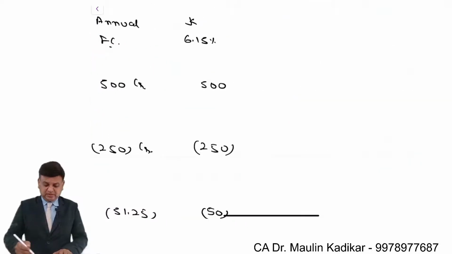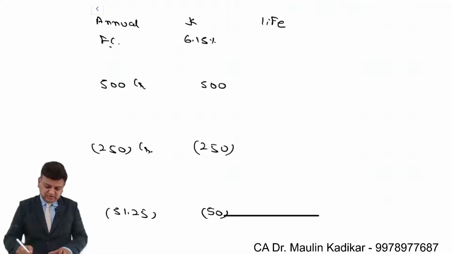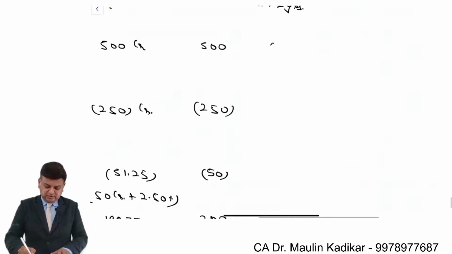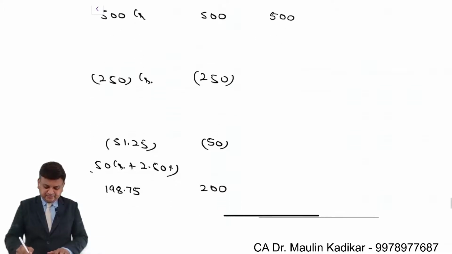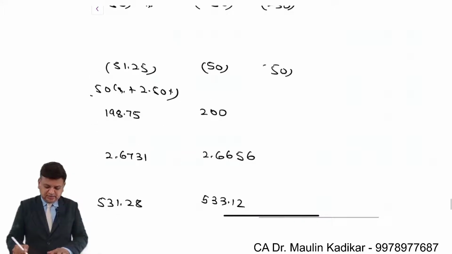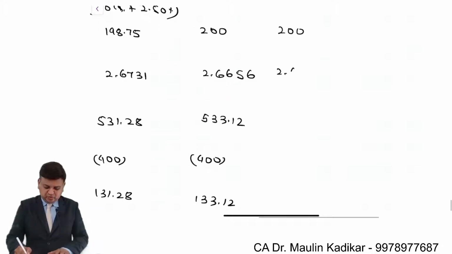Now friends, over here, in case of the life of the project, we'll compute the NPV taking n is equal to 2 years. Why? I just explained that to you. First of all, let us calculate the NPV taking 2 years of the life. This is 500, this is 250, this is 50, this is 200, 2.6731, sorry, 2 years factor we have to take.